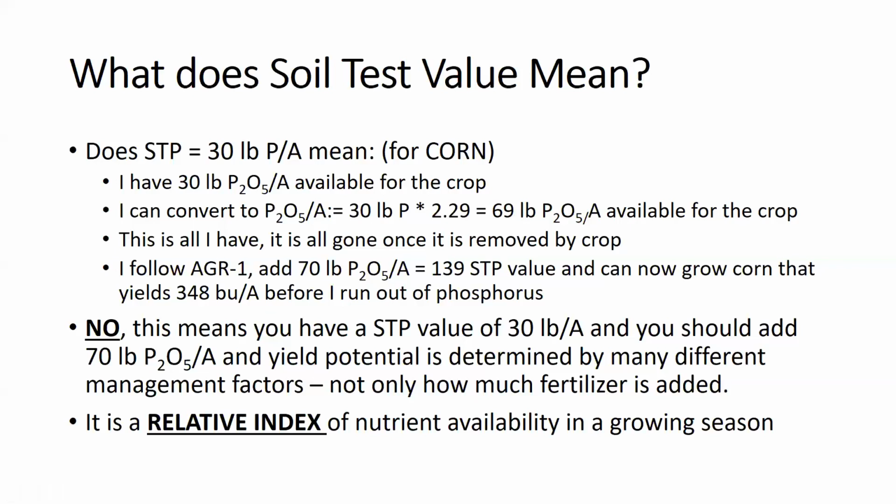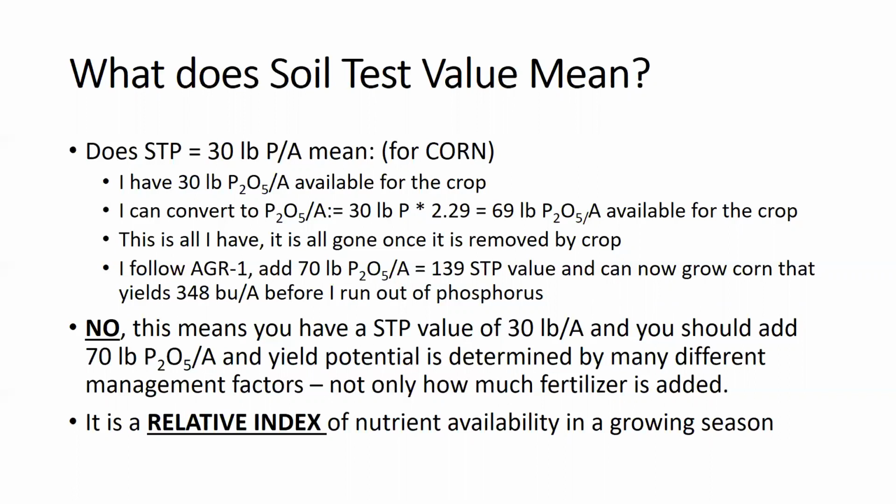Does it mean this is all I have? Once I remove 30 pounds of P2O5, my crop is finished growing. And does this mean if I follow AGR1, I believe them, I have 70 pounds of P2O5 per acre, which means I add 70 pounds of P2O5 per acre. So that adds up to 139 pounds of P2O5 if you're doing that math. And now I can grow 350 bushel corn before I run out of phosphorus. So I hope everyone knows that those are very untrue statements.